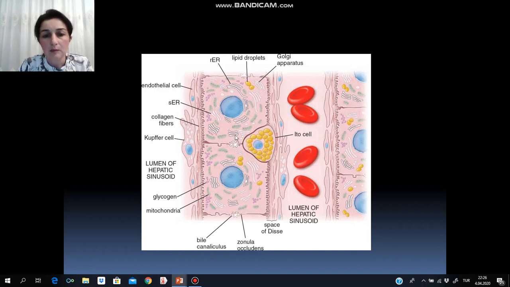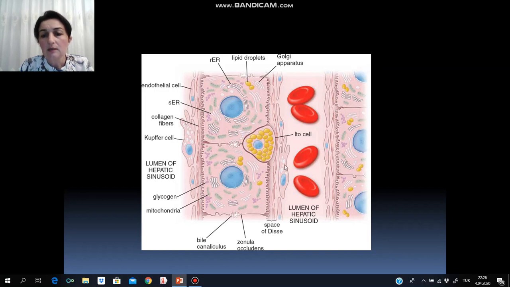And pay attention to one key point here, that hepatocyte, one cell, on one side it faces blood, on the other side it faces bile, but these two fluids never mix with each other. If they will mix, that is parenchymatous hepatitis, and that is big problem. That is a pathological condition. And Ito cells we are looking here.